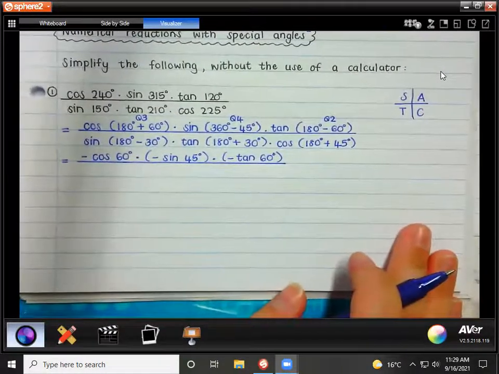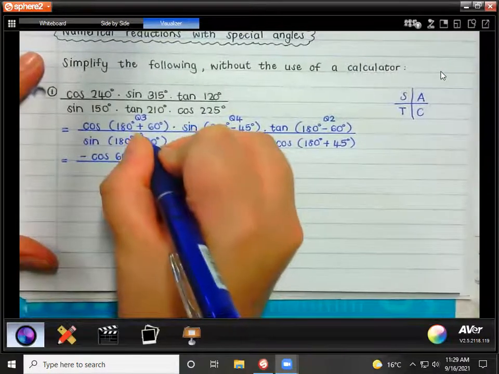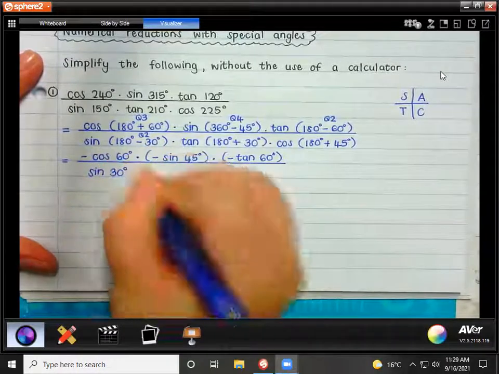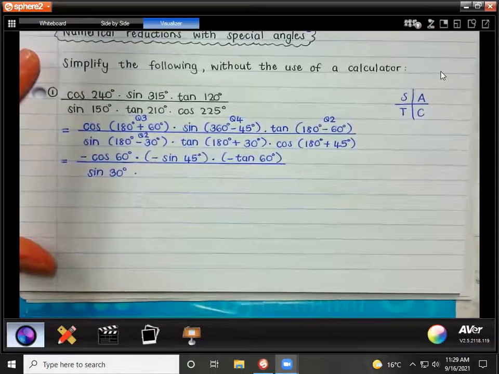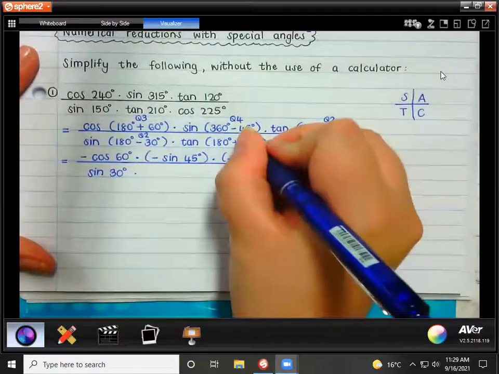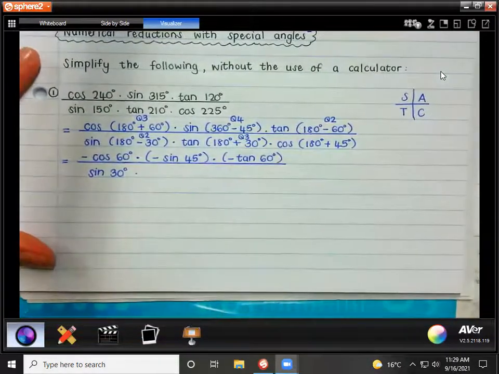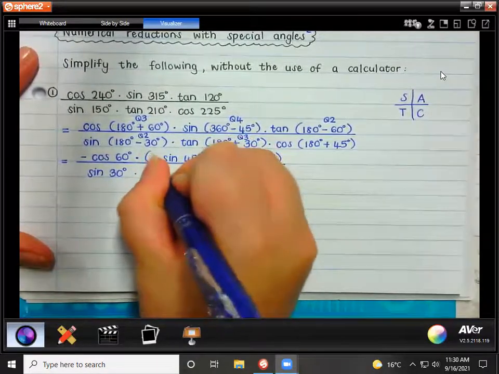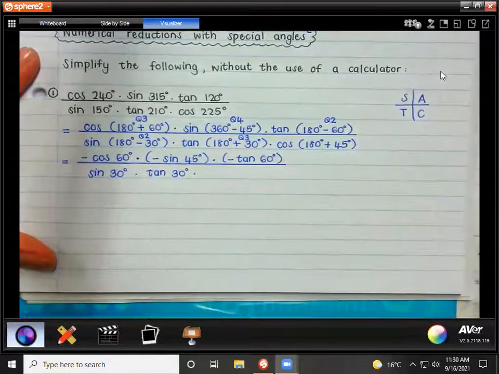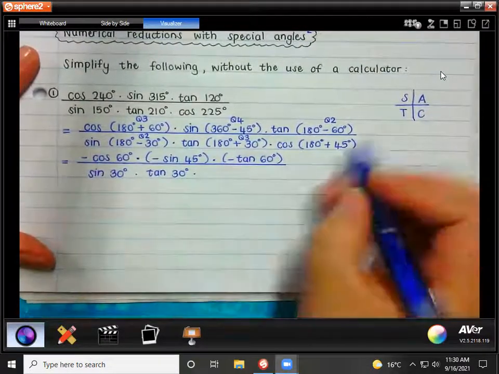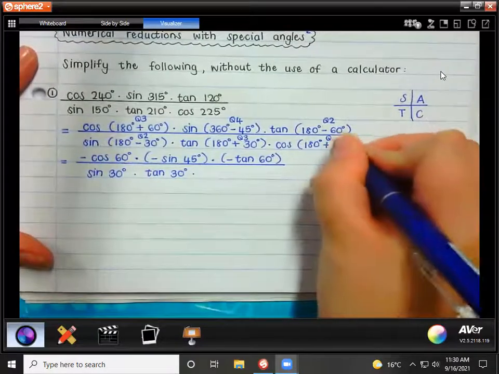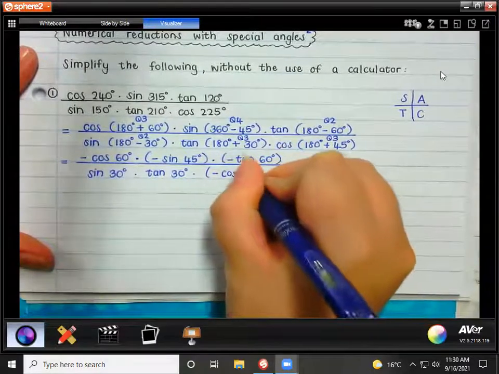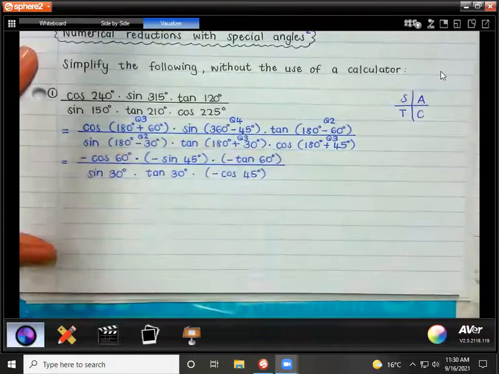The next one, 180 minus is quadrant 2. What is sine in the second quadrant? Positive. So this becomes sine 30. Tan of 180 plus. 180 plus is in quadrant 3. And what is tan in the third quadrant? Positive. So this becomes positive tan 30. The last one, 180 plus, that's quadrant 3. What is cos in the third quadrant? Negative. So this becomes negative cos 45 degrees.